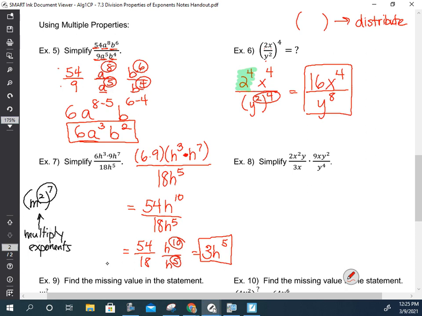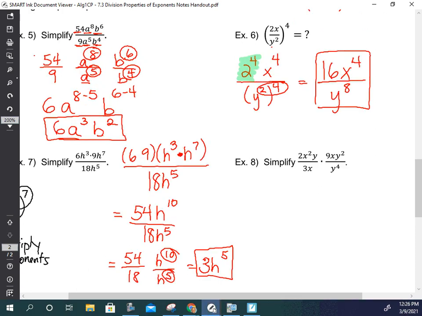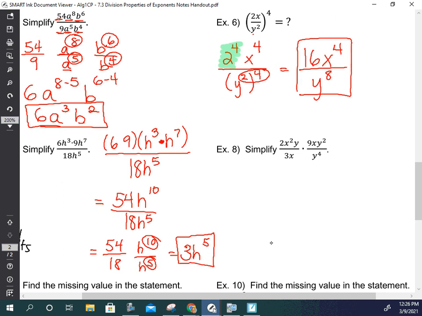So now let's look at 8. Now 8 looks like it's real hard. It's not, but you just have to know what you're doing. How many fractions do you have? 2. If this was your problem, how would you have solved that out? 1/2 times 3/4. What would you have done?